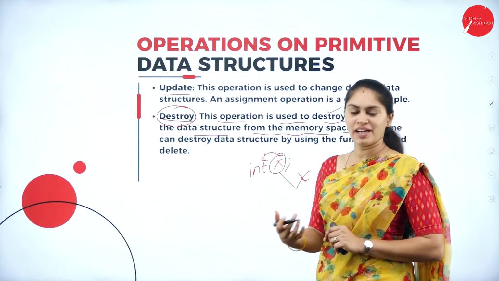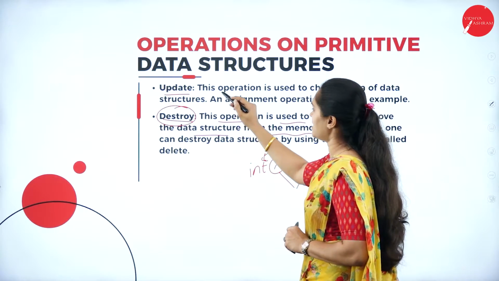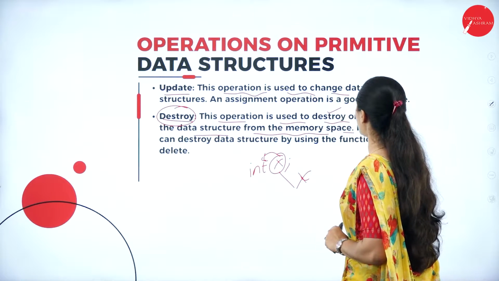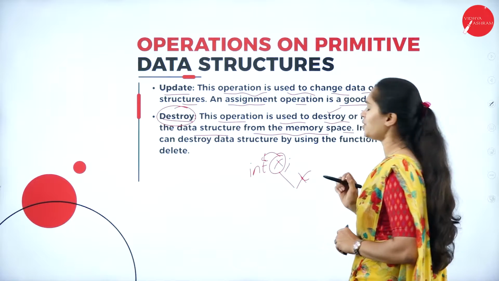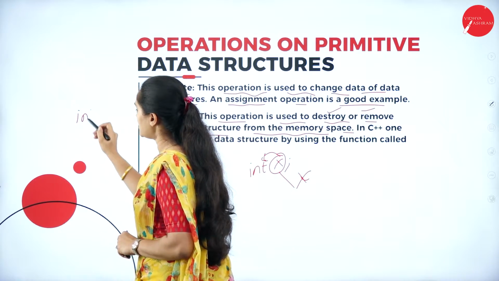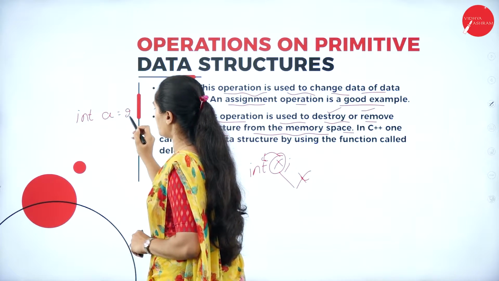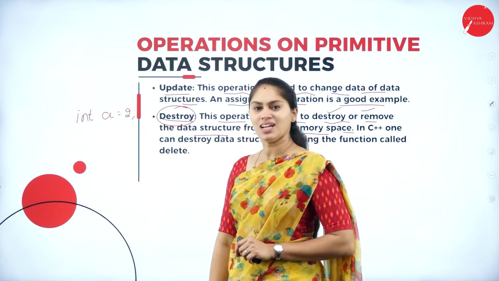So functions, operations, methods, behavior, all are same. Here update, in the sense, this operation is used to change the data of a data structure. So an assignment operation is a good example for this update. Let me take one example here. Consider int a is equal to 2. What is the value of a now? That is 2, of a data type called integer.